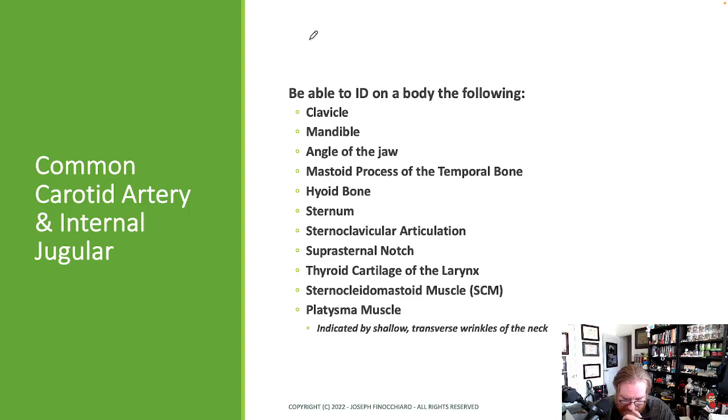So what you would need to be able to do when you are trying to find something like the common carotid and internal jugular. Okay, so the common carotid artery is the artery, and the internal jugular is the vein. You should be able to identify the clavicle.